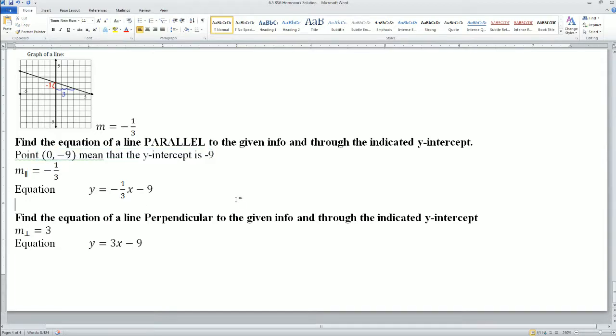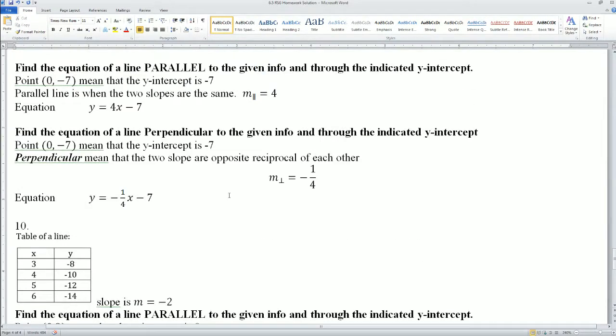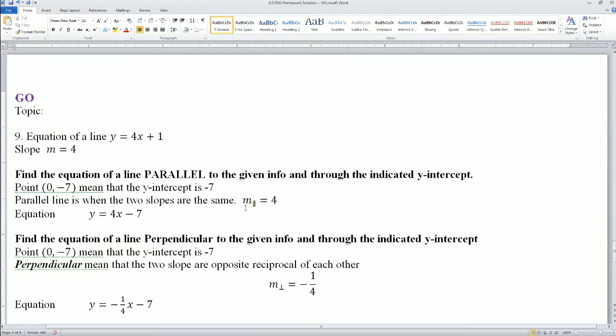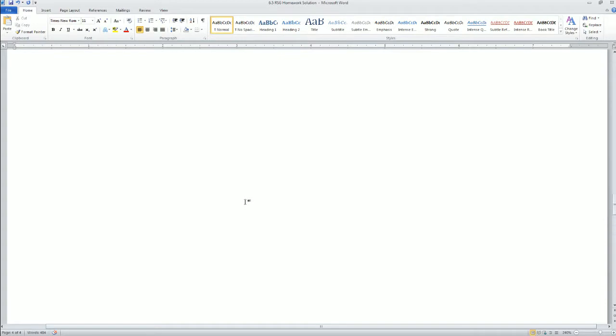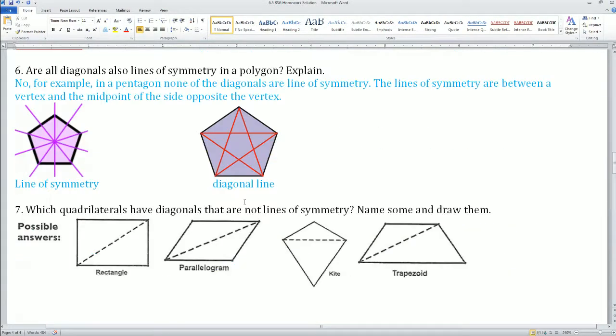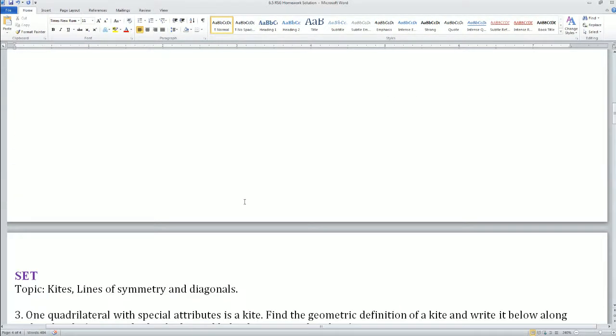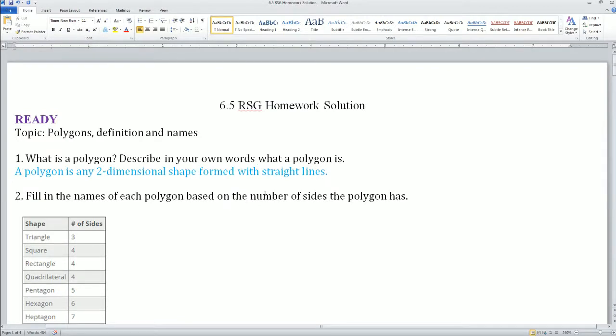So there you go. That was just a little review. If you want more explanation on this part, you have to go watch an older video. I went through it quickly, okay? But the important things are that you understand the diagonals, the properties of the kite, and the basic ideas of polygons. There you go. Those are all your solutions for 6.5.